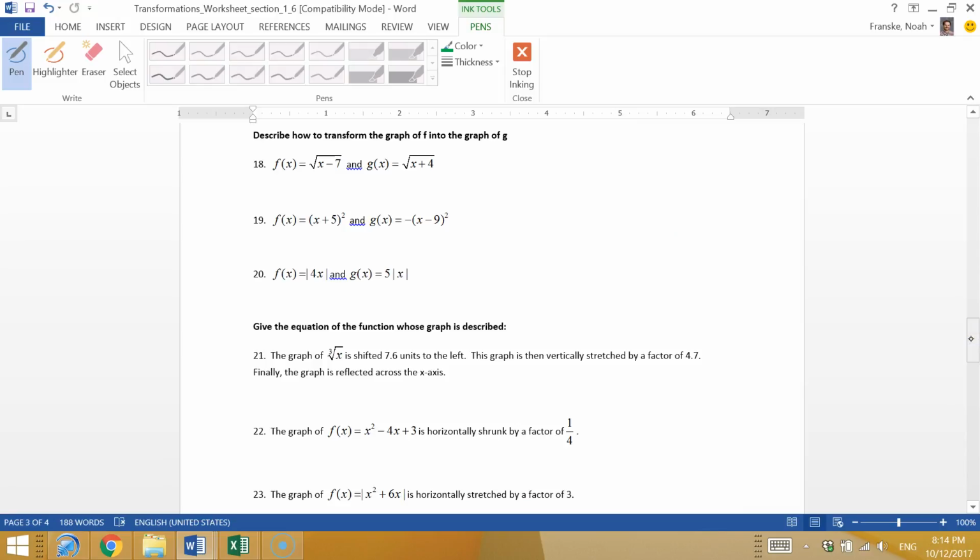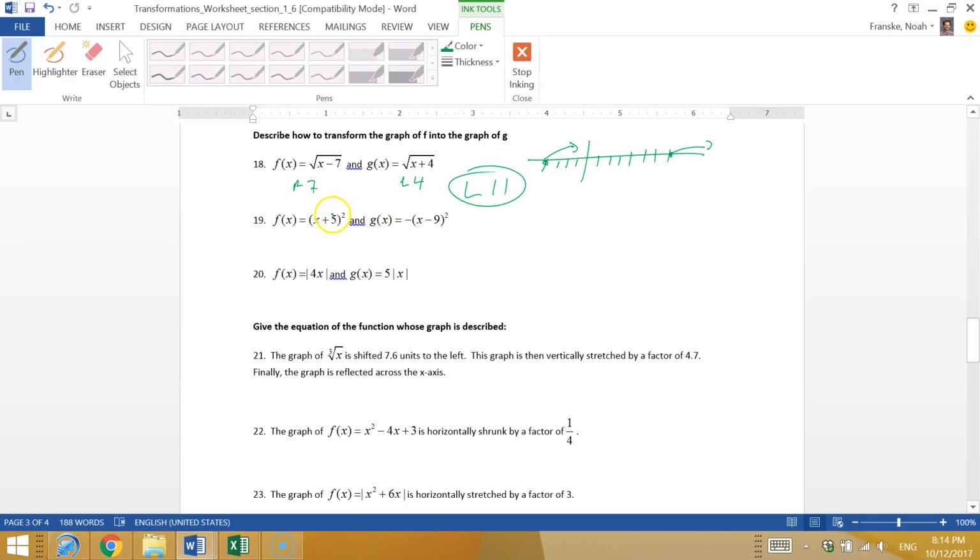All right, so looking at how to transform from the graph of f to the graph of g. So this is the square root function moved right 7. This is the square root function moved left 4. So to get from the graph of f to the graph of g, let's draw a sketch of this. So 1, 2, 3, 4, 5, 6, 7. So this is the original graph. And then we have 1, 2, 3, 4. That's the new graph. So what do we have to do to this? We've got to move it left 11.